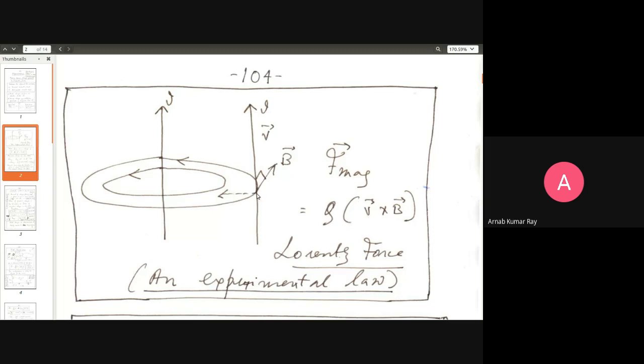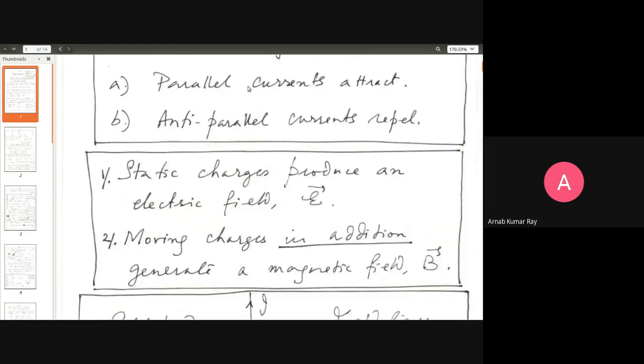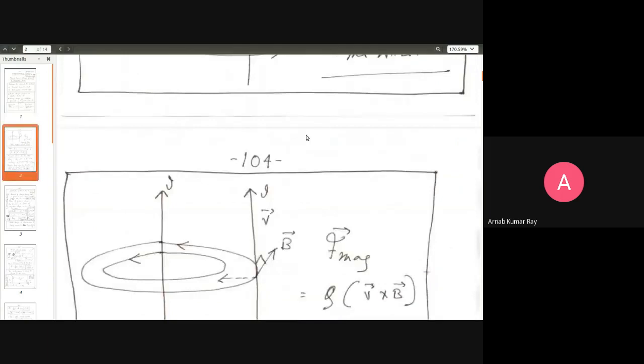A charge will feel the Lorentz force. So that is what it is. So that explains why parallel currents attract. What about anti-parallel currents? Same thing.